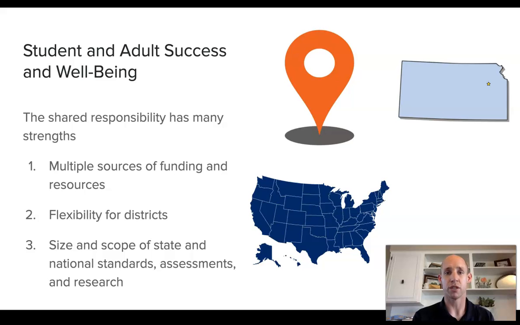This allows for flexibility for districts, which again, when you look back at the 10th Amendment, that's not a United States issue to ensure that every student is educated. So there's flexibility for states, there's flexibility for districts to do what's best for their children and their constituents. And then the size and scope of state and national standards, assessments, and research, this allows for local control while also having the benefits that come from a state standardized test or a state standardized set of standards, or even a nationally standardized test or national research. There's benefits to both the local flexibility and the large scale research. And so this contributes to student and adult success by taking into account both of those strengths and trying to marry them in a way that works for students.